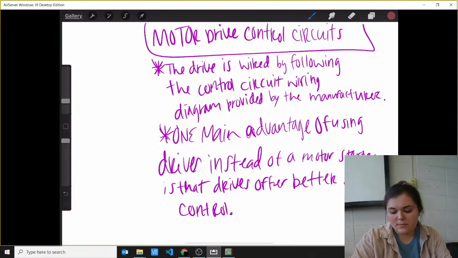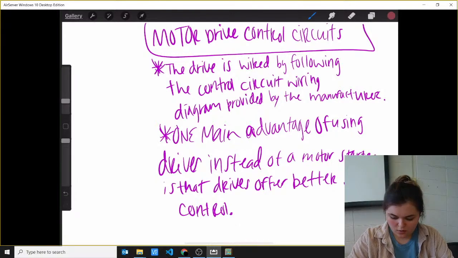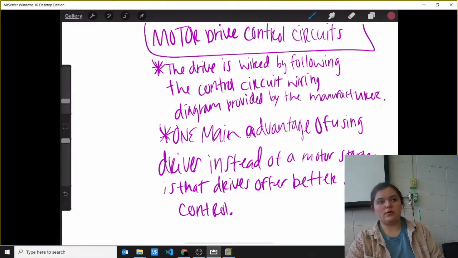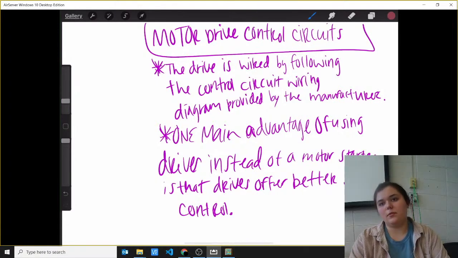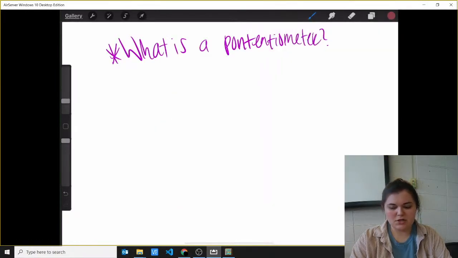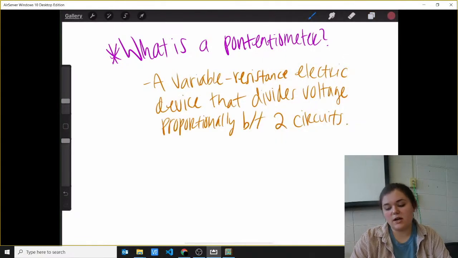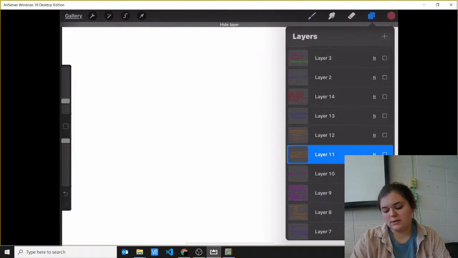Anyway, okay. So one main advantage of using drives instead of a motor starter is that drives offer better speed control. So it's more reliable than just say a magnetic motor starter. What is a potentiometer? Do you know? The speed, current, or voltage of which something. A variable resistance electric device that divides voltage proportionally between two circuits. So let's see here.